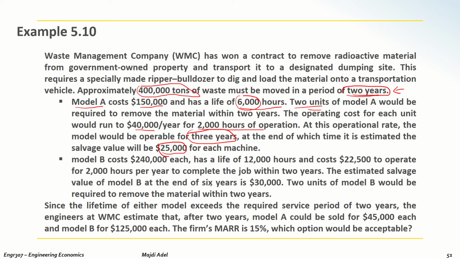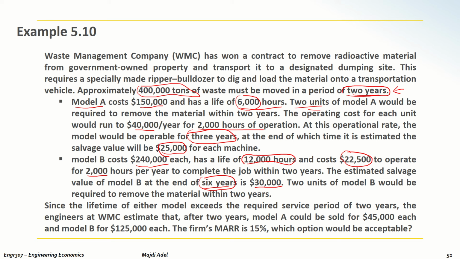Now Model B is more expensive. Model B costs $240,000, and it has a longer life, 12,000 hours. It can operate for 12,000 hours without major maintenance, and its operating cost is $22,500 if it is operated for 2,000 hours per year. So its life is expected to be 6 years: 12,000 operating hours divided by 2,000 hours per year. At the end of the 6 years it will have a salvage value of $30,000. And of course we need 2 units of Model B to be able to remove the material in 2 years.